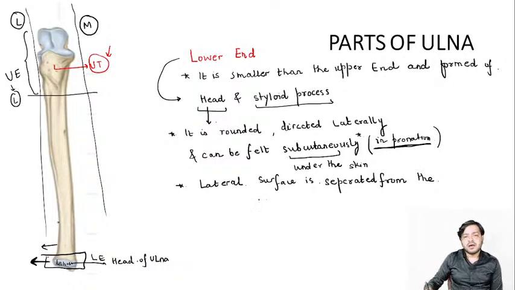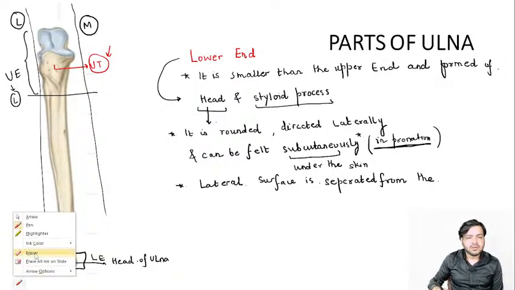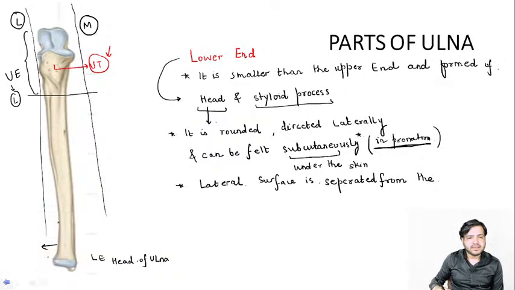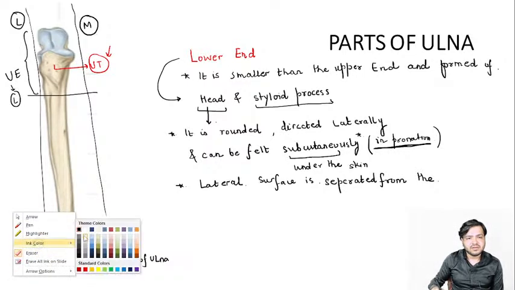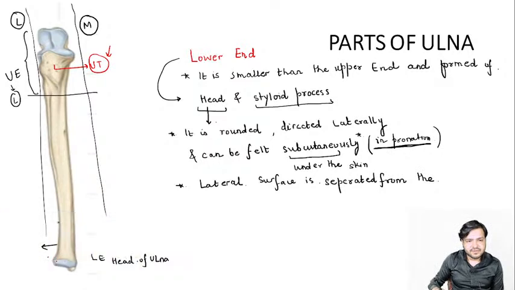So remember the lateral surface, this surface here. Or I'll just try to draw it like this. You can see the lateral surface over here. You can very well see that it is basically separated from the carpal bones by a triangular articular disc. Yes, Shivani Gaur, pronation. So remember, it is separated from the carpal bones.